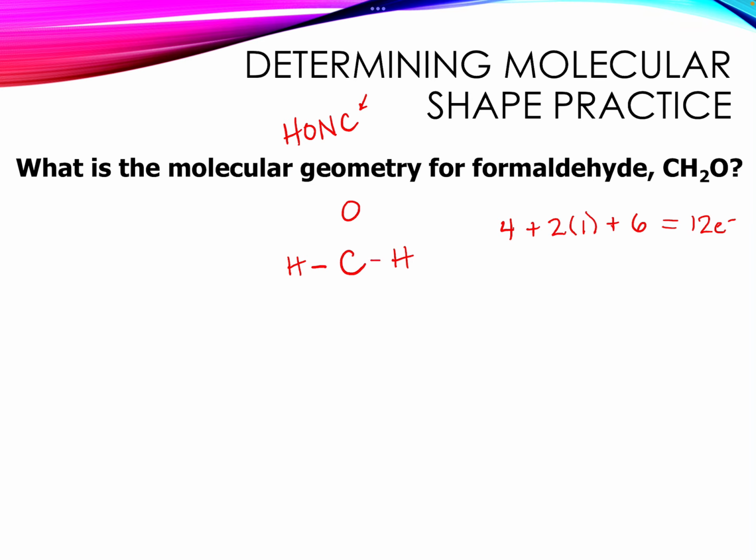So we go 2, 4, 6, 8, 10, 12. But if you look at this, you think, what's wrong? We've used all of the electrons, but as you can see, carbon doesn't have an octet. Carbon only has 6 electrons around it right now from those 3 bonds. So instead of all of those lone pairs being on oxygen, it needs to share one of those lone pairs and instead make a double bond with the carbon. So really, our molecule will look like this.